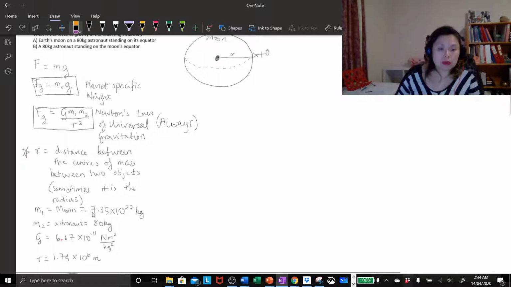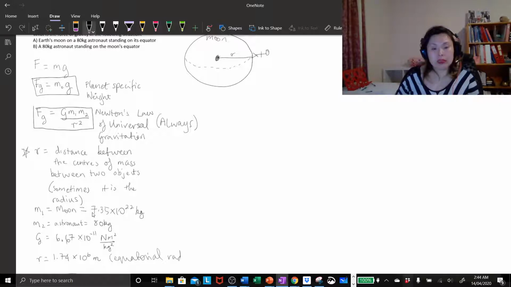Whoops, let's get rid of that red decimal point. I was trying to make that just a bit better. Now, the radius. In this case, the radius is the equatorial radius that we're going to use in that particular table. Okay? Alright, so let's do part A.